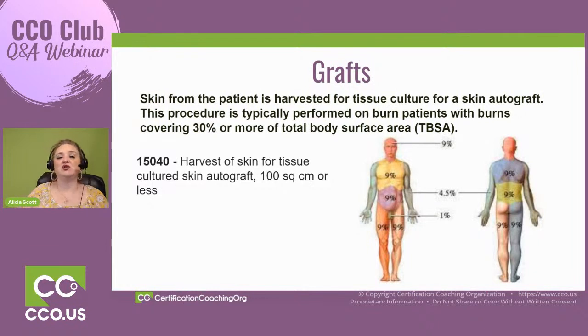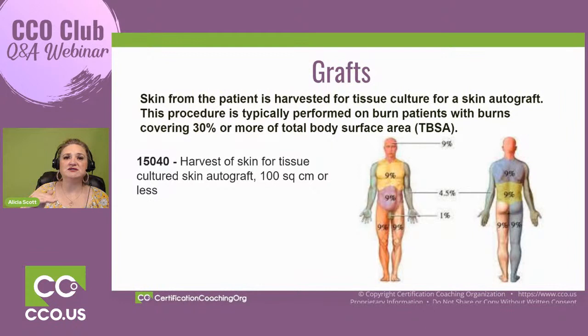So if we're just doing a graft, say we're doing tissue cultured skin from an autograft, 15040 would be a starting point. There are a lot of codes because it's based on the amount of space or size, like 100 SQs. So that gives you the size, and then there's an add-on code that says an additional 100 square centimeters is what that stands for.